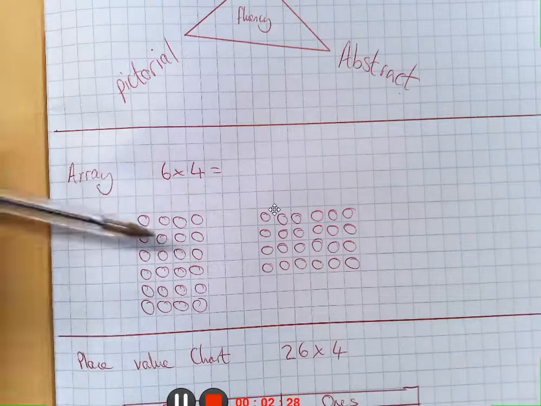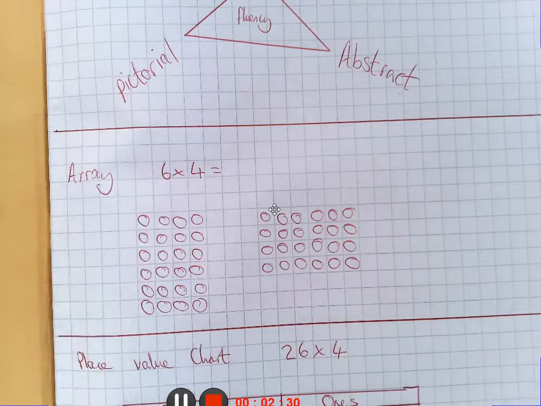So that would be the first way that we introduce multiplication, because we need the children to realise that multiplication is slightly different to addition. Multiplication is groups of and lots of, and the numbers can very quickly get quite large when multiplying.